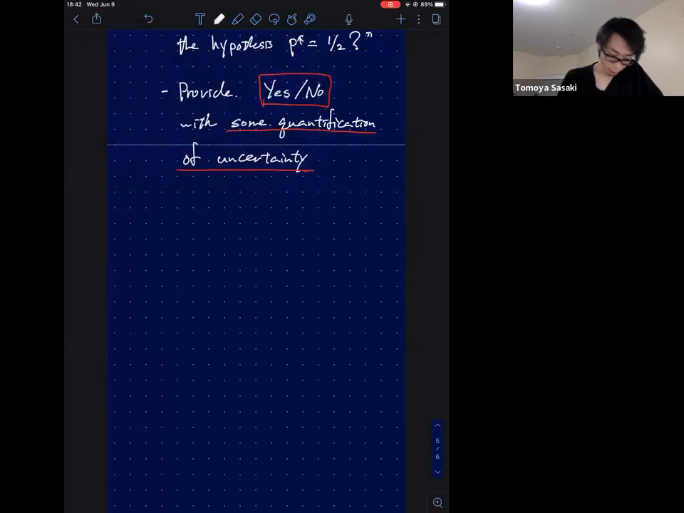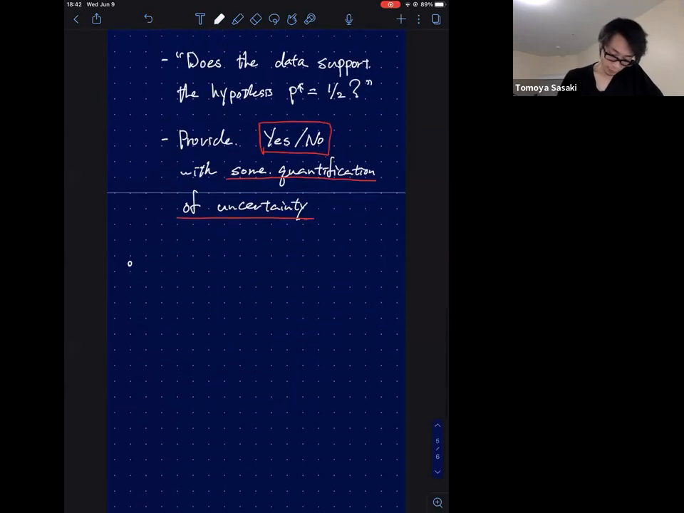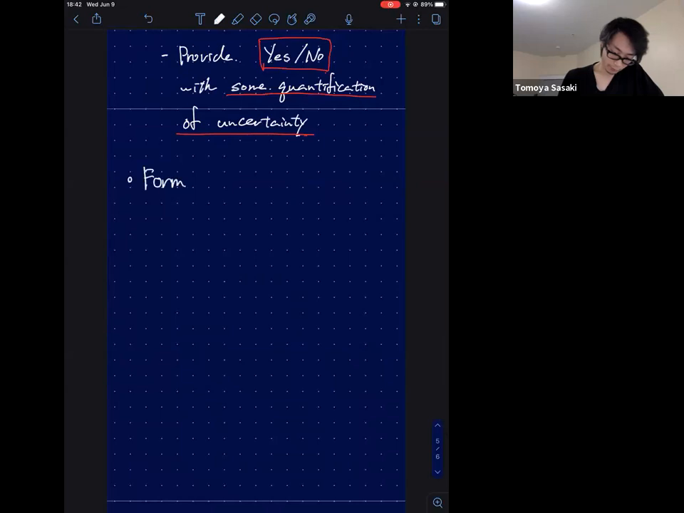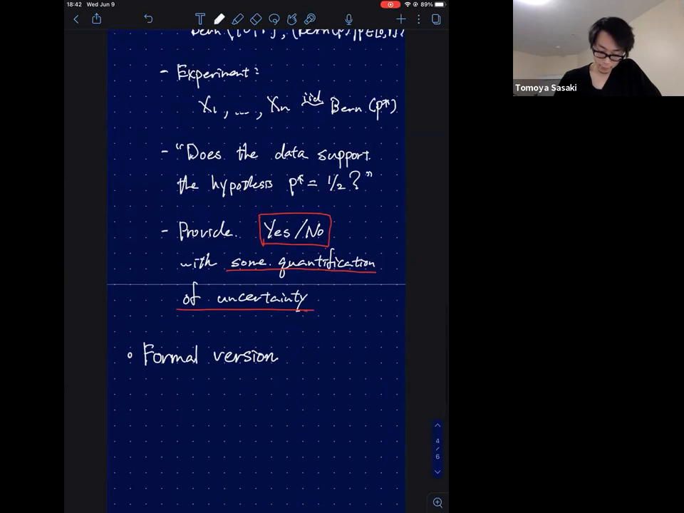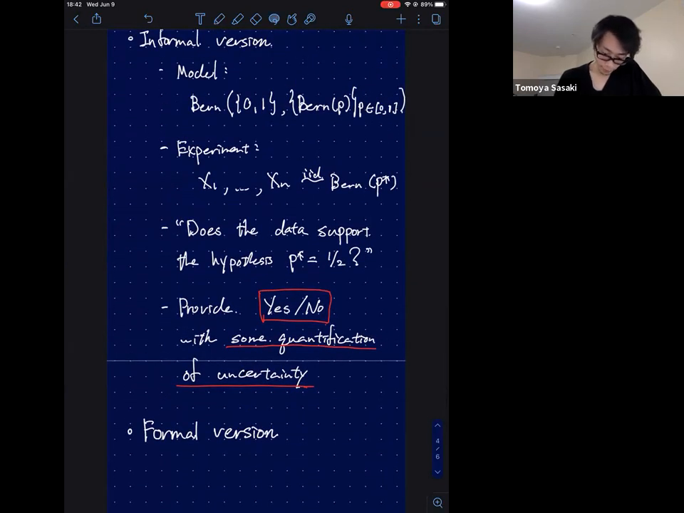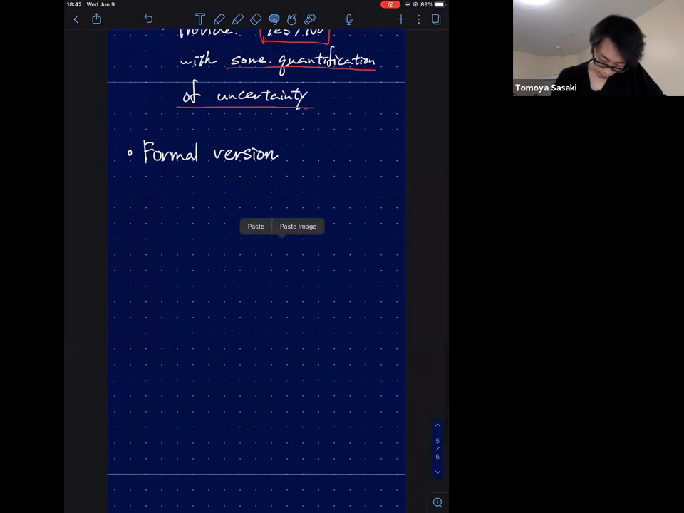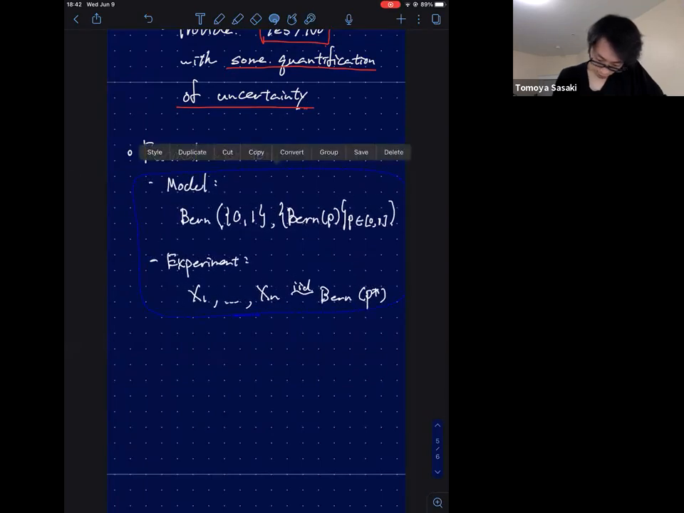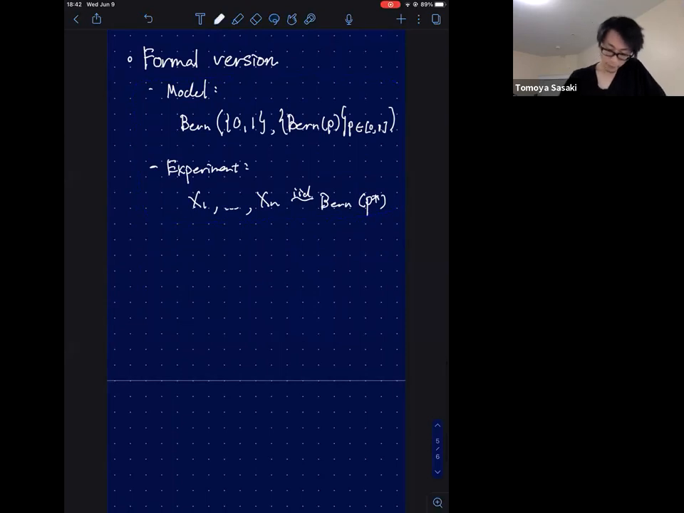So let's go to the formal version of the definition, or a more formal explanation of hypothesis testing. We're going to use the same example here. Let's copy this and paste. So we're still in the world of Bernoulli, and we want to do some hypothesis testing with this example.